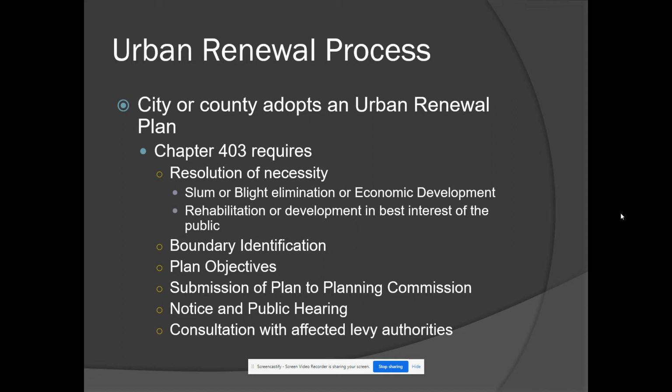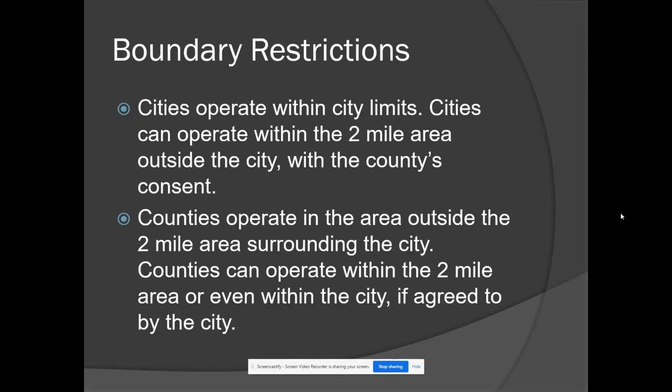So, for instance, a city undertaking this process would consult with the affected county and school district, have a meeting in a sense, but the county or school district would have no veto power over the pursuit of this plan. It's basically an informational consultation.